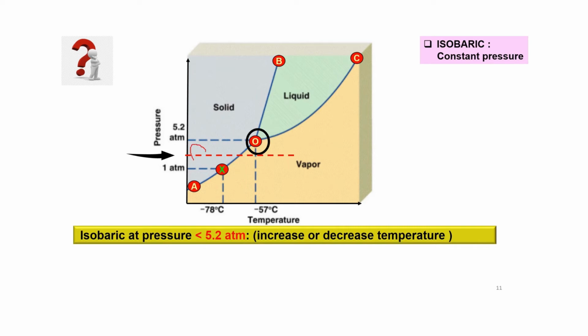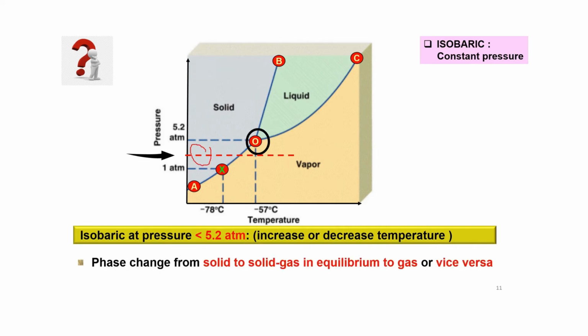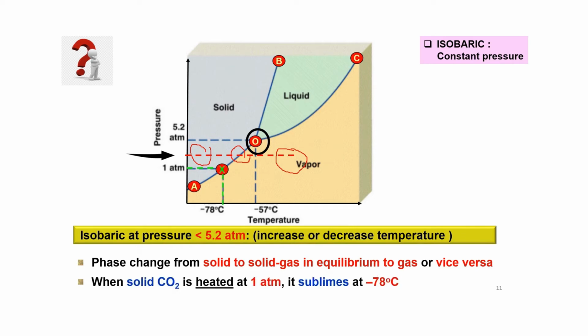Yes, okay. So the phase change is from the solid, gas in equilibrium, then to the vapor, or it can happen vice versa. So let's say we heated the carbon dioxide at 1 atm. You can see from the green line there, what happened? You can see the carbon dioxide sublimes at negative 78 degrees Celsius.